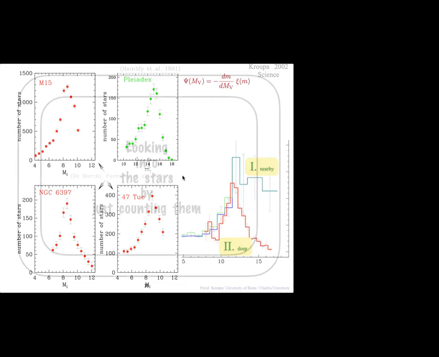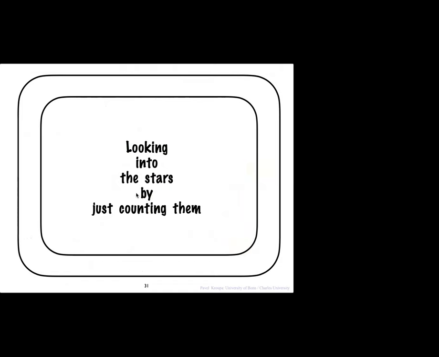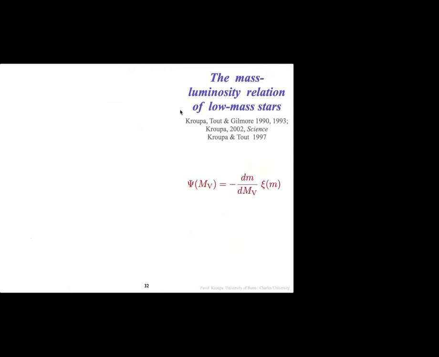So first, to understand the peak, we look into the stars. And there's a very beautiful result here, and that is that we can look into the stars just by counting them. And that is actually the role of this peak. So this leads us now to trying to understand the mass-luminosity relation of low-mass stars.